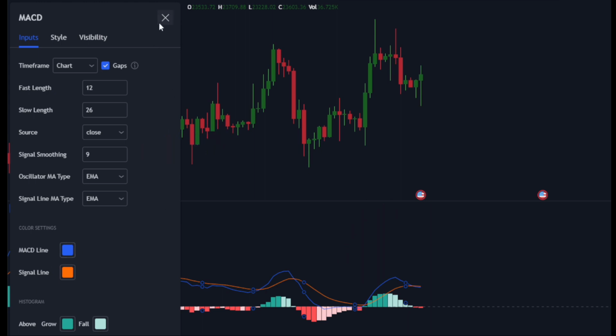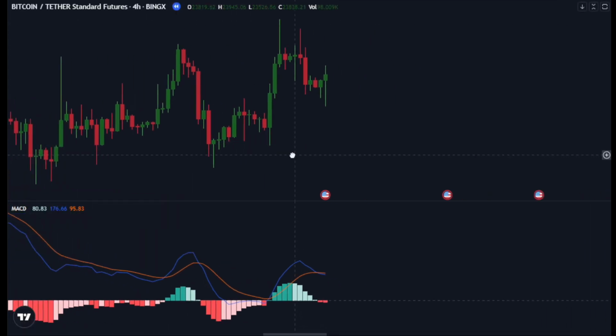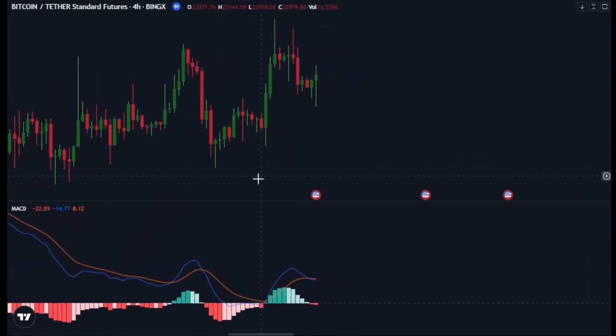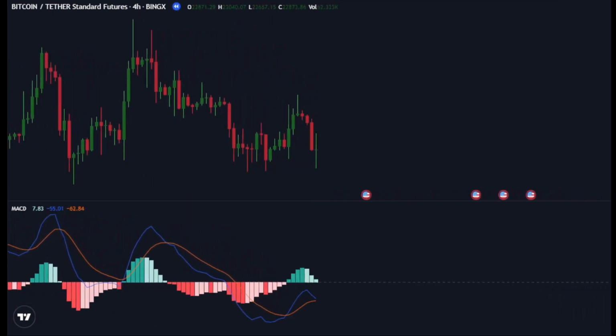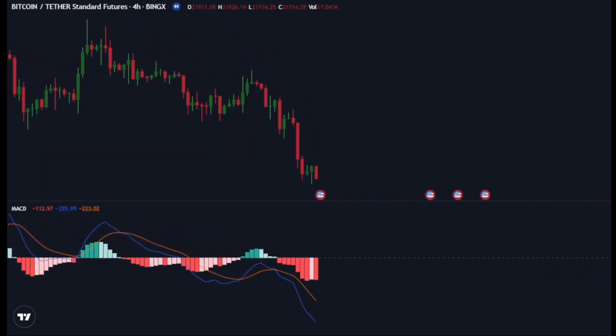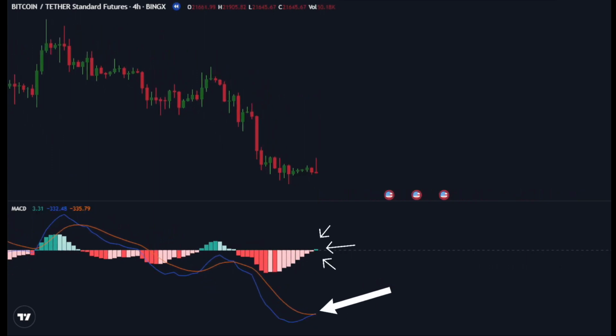Traders use the MACD to identify trend changes, momentum shifts, or, as its name indicates, divergences, and potential buy and sell signals. When the MACD line crosses below the signal line, it is seen as a bearish signal, while a bullish signal is indicated when the MACD line crosses above the signal line.